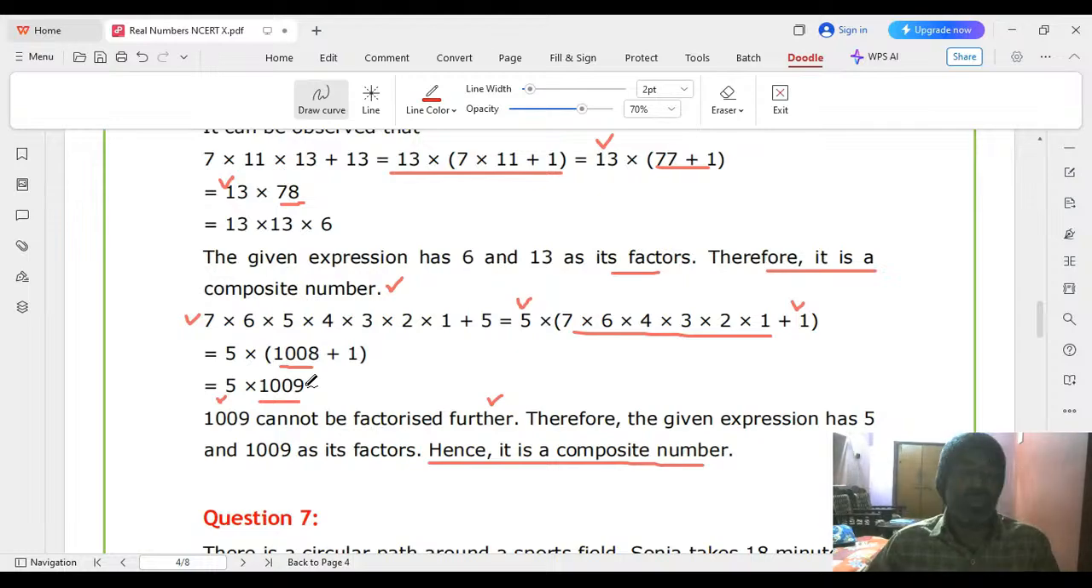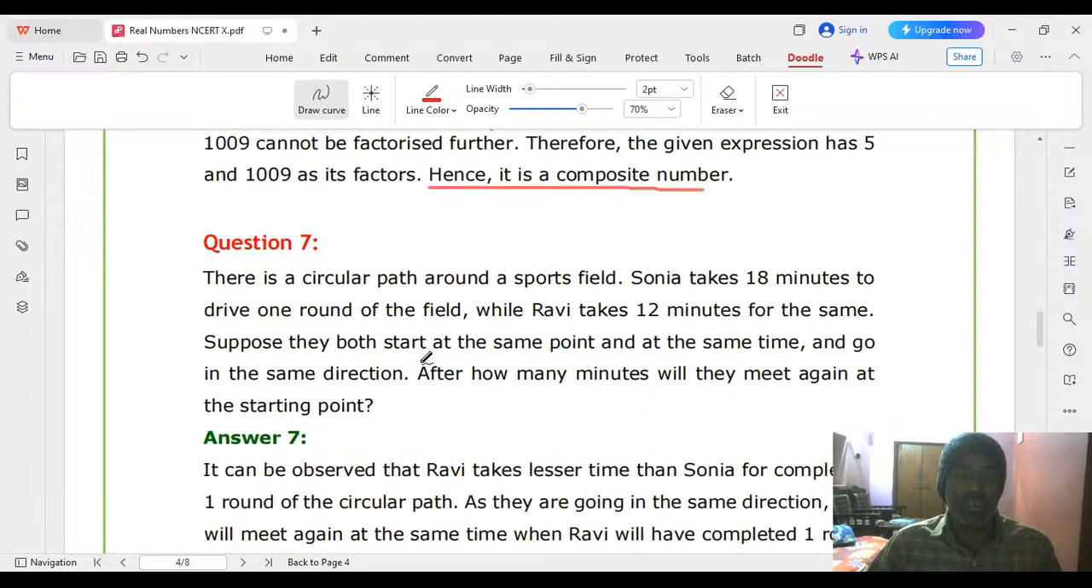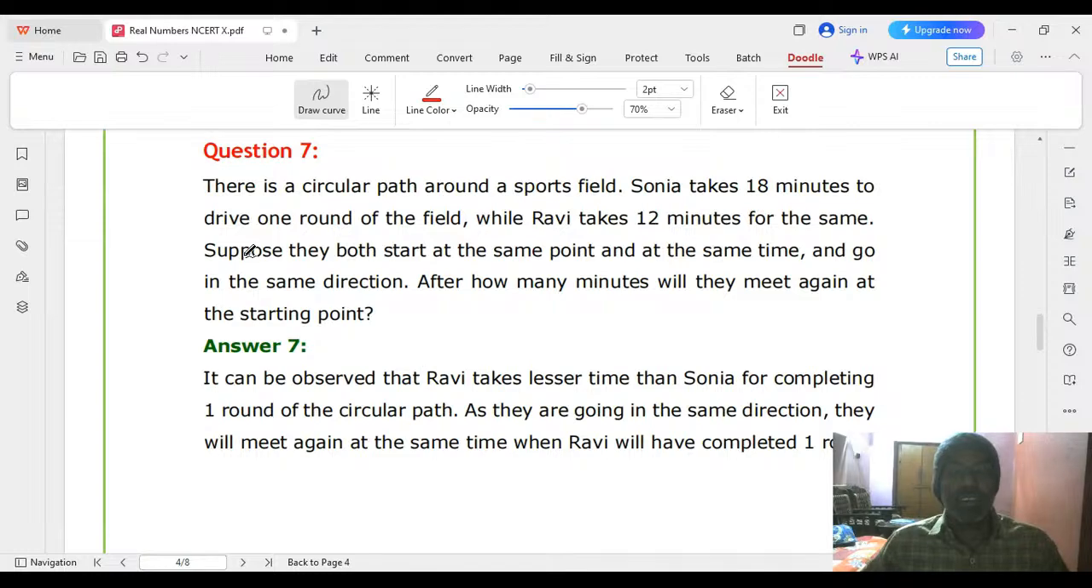I hope there is no problem understanding the explanation of the solution of this question. So let's see question number 7. This is a story problem. There is a circular path around a sports field. Sonia takes 18 minutes to drive one round of the field while Ravi takes 12 minutes for the same. Suppose they both start at the same point and at the same time and go in the same direction. After how many minutes will they meet again at the starting point?